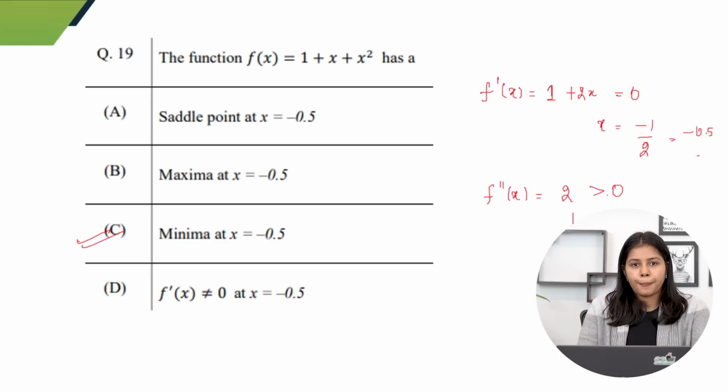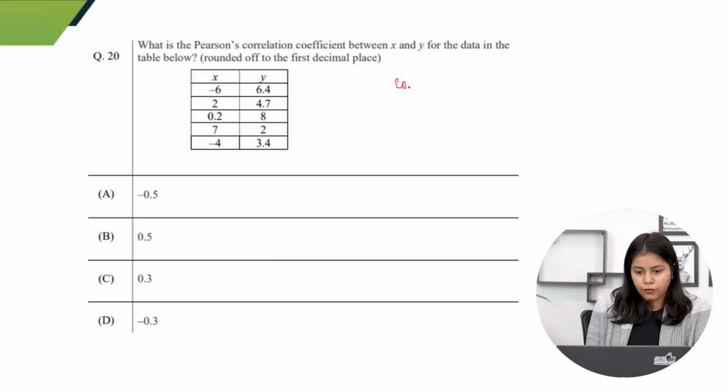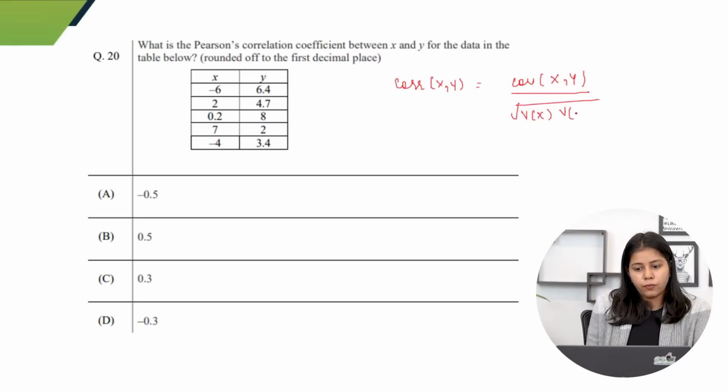Okay. Now, the next question. They ask me to find the Pearson correlation coefficient between x and y for the data in the table below. What is the formula for the Pearson correlation coefficient? The correlation of x comma y, we can find as covariance of x comma y divided by the square root of variance of x into variance of y. So this is the formula.